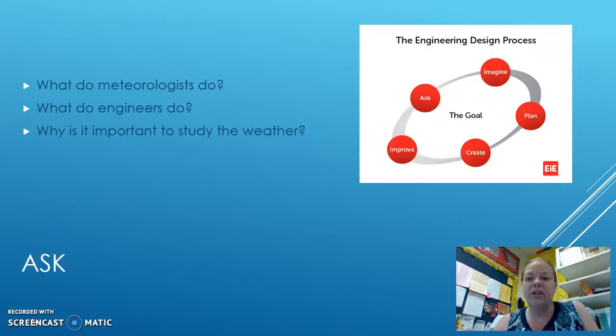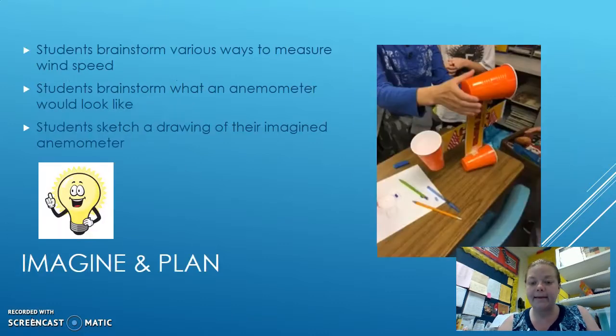So looking at the engineering design process, this relates specifically to building the anemometer. So we talked about the different questions, and then we went into imagining and planning what their anemometer would look like. So students brainstormed ways to measure wind speed, what the anemometer would look like. Then they had to first complete a sketch of their imagined anemometer. I actually chose not to show them any pictures ahead of time of what anemometers look like. I was looking for their creativity in this and what they could come up with.